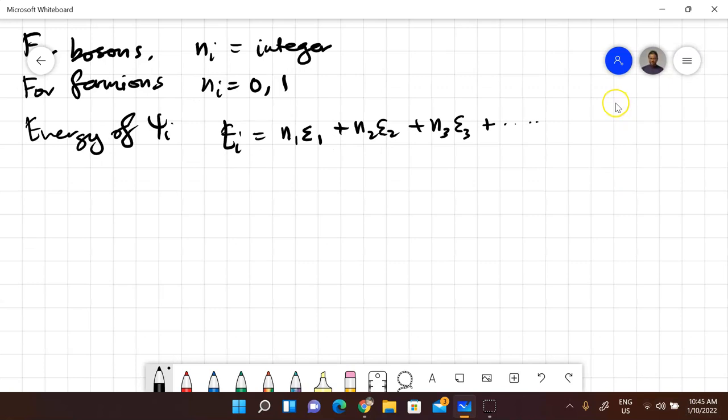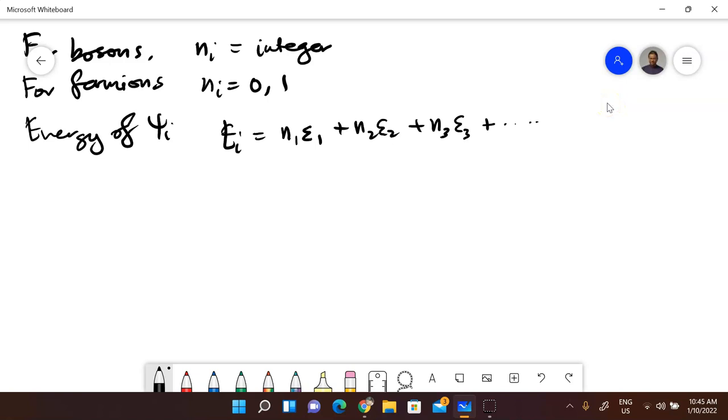So what we have done is just to talk about the different exchange symmetry, giving you fermions and bosons and how they occupy the single particle states. Now what we want to do is to talk about the partition functions. So now we are going into the statistical mechanics of this. Partition functions for identical particles.